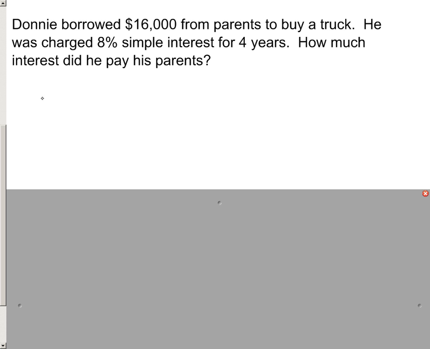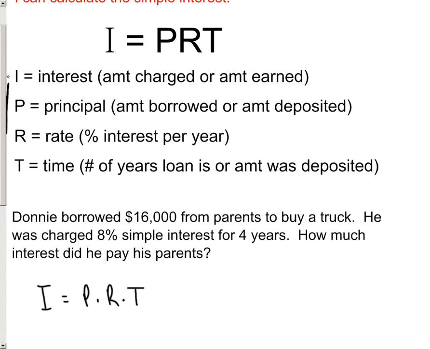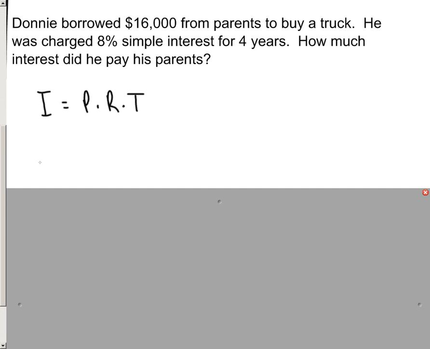So let's do this. I equals P times the R times the T. That was our formula, okay, for simple interest. If we figure out what I is, then we'll know how much he paid. So let's go plug in what we do know. How much did he borrow? He borrowed $16,000. So that's going to be the principal, $16,000.